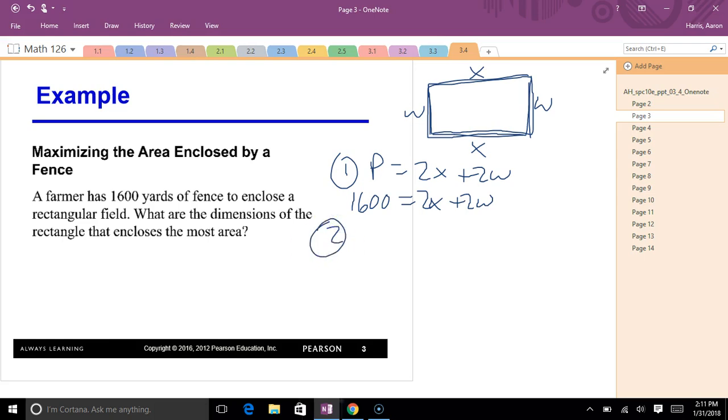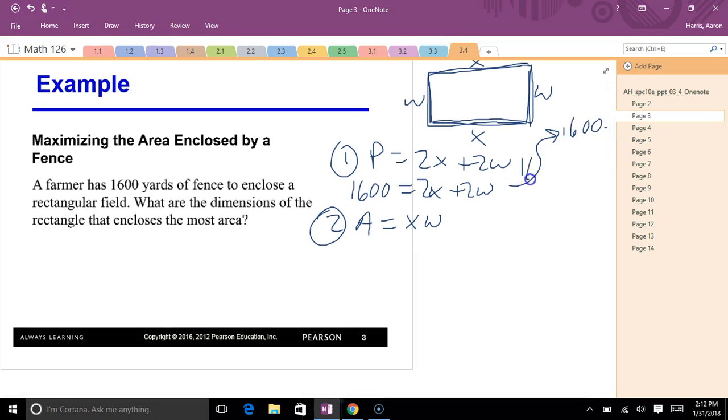Well, we also know that area is length times width, or in this case X times W. And so in order to maximize this area, we're going to have to build a quadratic model here. So we're going to have to use our perimeter equation with the 1,600 to make a substitution. If we solve this for W, we've got 1,600 minus 2X equals 2W. We divide everything by 2, so we get 800 minus X is our W.